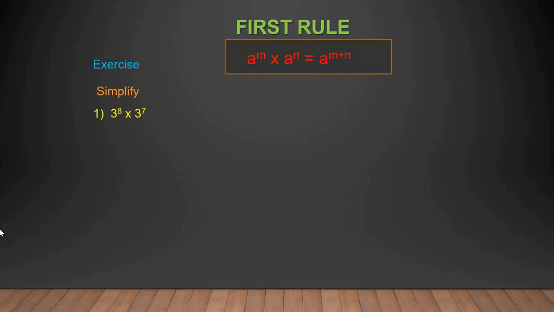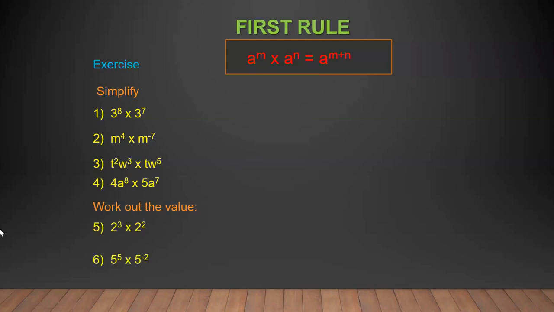Now let's have some exercise. You're going to be simplifying the first 4 questions and then finding the value, working out the value of the last 2 questions, which are 5 and 6. I want you to press the pause button and press play again when you want to see the answers. And these are the answers.